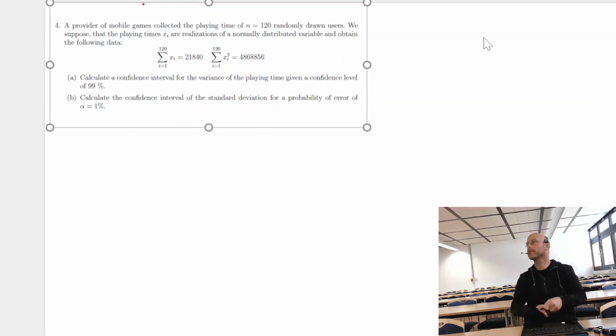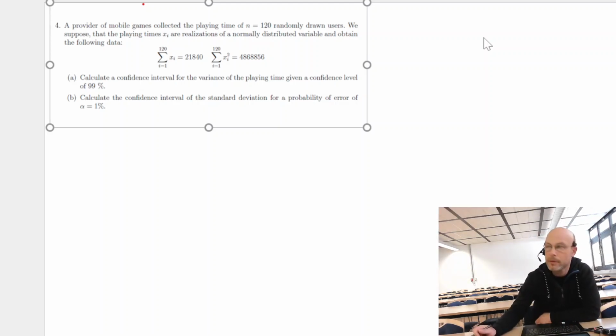In the other exercises we had already confidence intervals for the mean, given a normal distribution, or in the case of small sample size using the t-distribution. But of course, sometimes we are also asked to give a confidence interval for the variance or the standard deviation, and this we will do in exercise 4, sheet number 2.